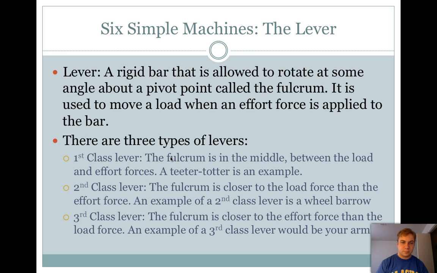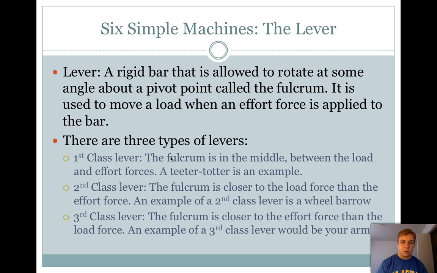The lever. A rigid bar that is allowed to rotate at some angle about a pivot point called the fulcrum. It is used to move a load when an effort force is applied to the bar. There are three types of levers. A first-class lever, where the fulcrum is in the middle between the load and effort forces. A teeter-totter is a good example.